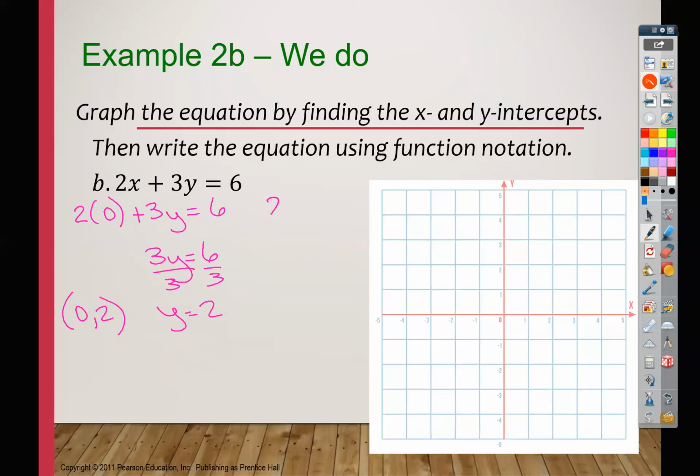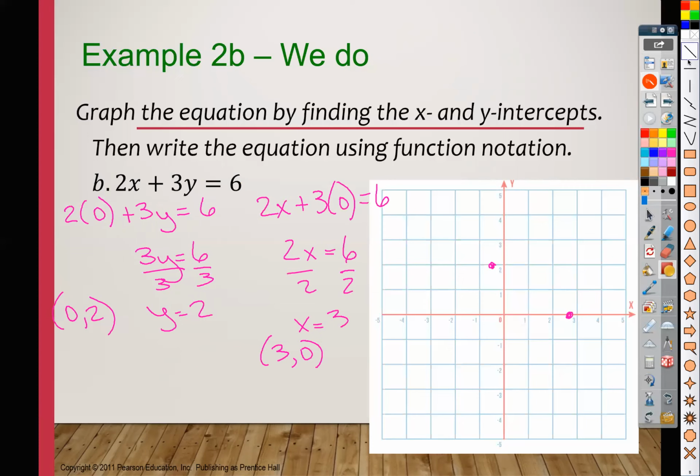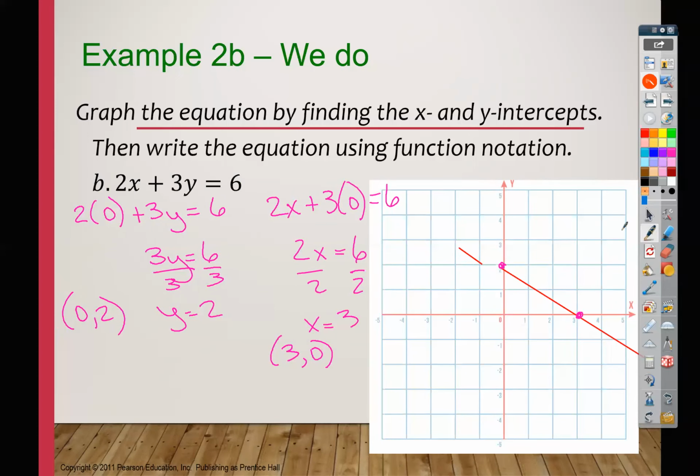And then if I plug a 0 in for y and divide by 2, I get x equals 3. So that point is (3, 0). So I'm going to plot (0, 2) and (3, 0), and I am going to draw the line between these two points. Whoops, I missed. See how that works. There we go. It's a little better.